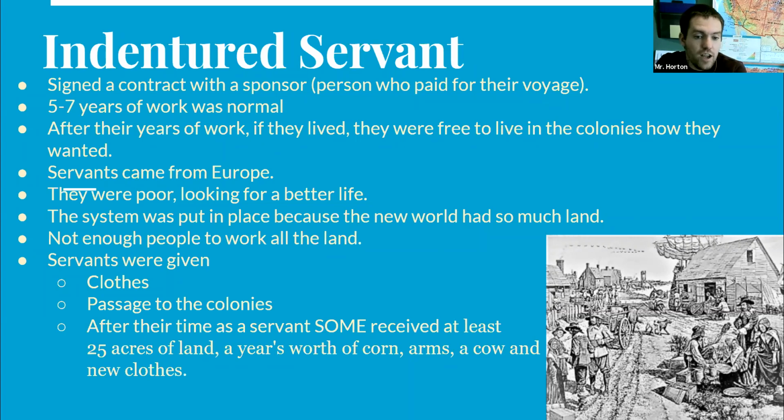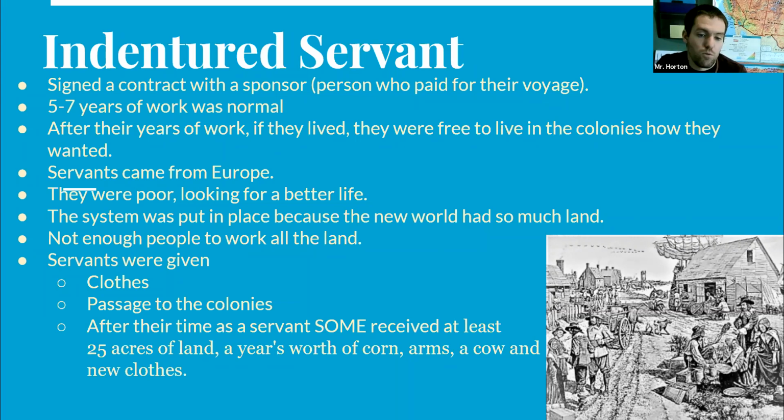So they would often offer up their services. They would have to work for the person that bought their ticket for them, often for about 5 to 7 years. After they worked those 5 to 7 years, they were free to live in the colonies however they wanted. Because they weren't rich enough to buy their own ticket, they had to beg somebody else to buy it, and then they were forced to work for that person for 5 to 7 years once they got to the new colonies.